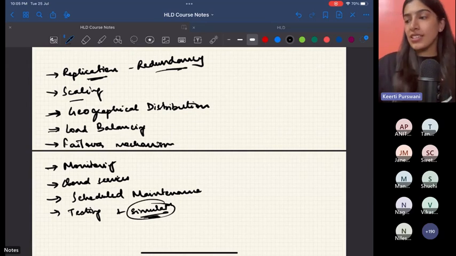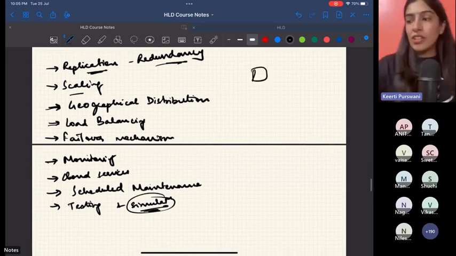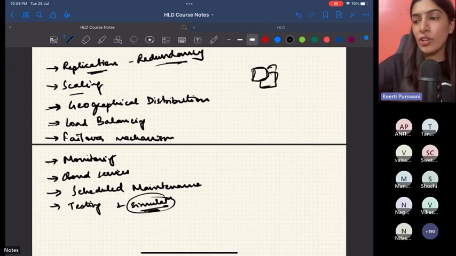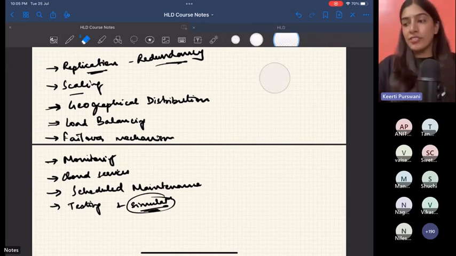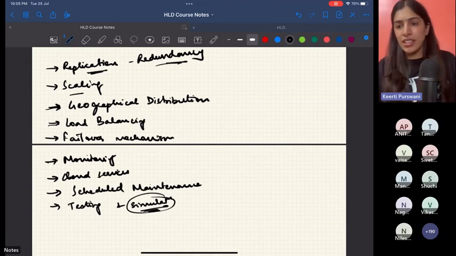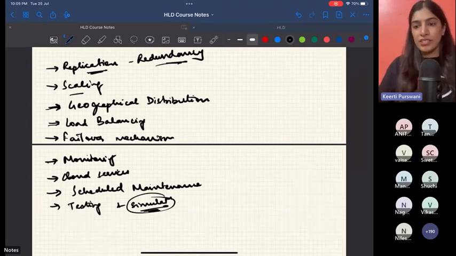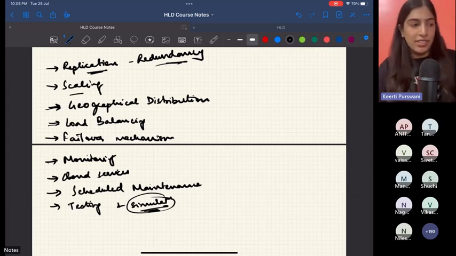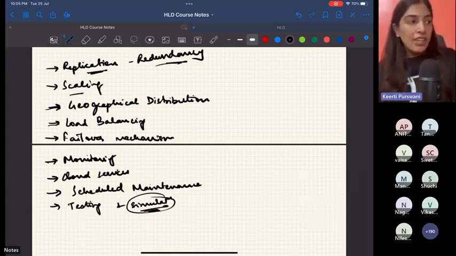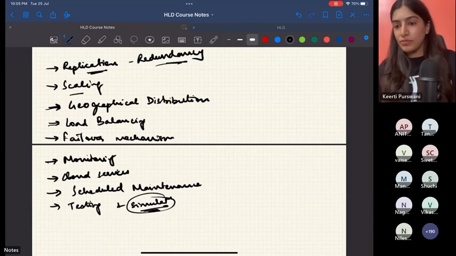Failover mechanism, see, basically, if something goes down, there should be automatic failover so that another server or another database can take over the failed component. We will discuss it in detail, but in very easy terms, if one database fails, we should have a backup. Okay. Can we move ahead?